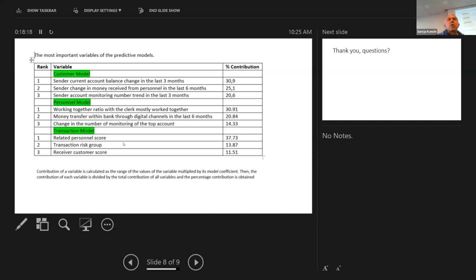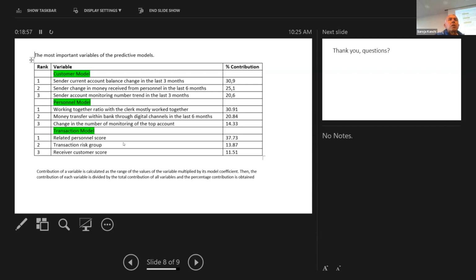The second one is the sender change in money received from personnel in the last 6 months, because sometimes there are transactions between customers and personnel. And the third one was sender account monitoring number trend in the last 3 months. So sometimes if a personnel chooses a customer for his activities, he starts going into that account and checking something, maybe checking the signature, maybe he will copy it. So how many times it was monitored was an important variable.